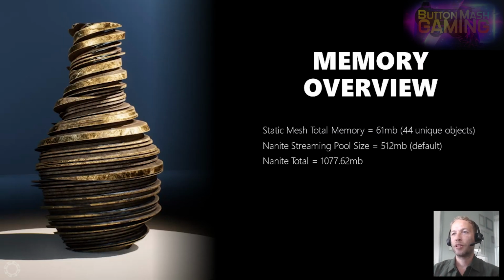Memory overview. So we have a few static meshes in the scene, but what's interesting here, the takeaway, is the memory isn't that high. So we had 44 unique objects in this scene, and it was 61 meg. There's, of course, the Nanite streaming pool size, which is 512 meg, and Nanite total was over a gig. But the actual static mesh memory is 61 megs sitting there. So we could layer in much more detail than this.